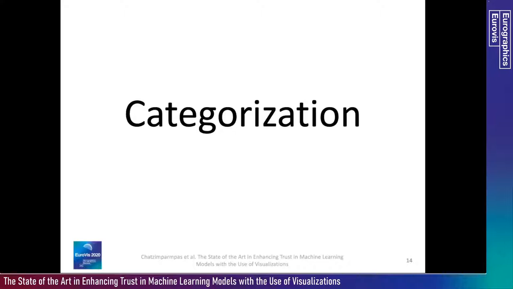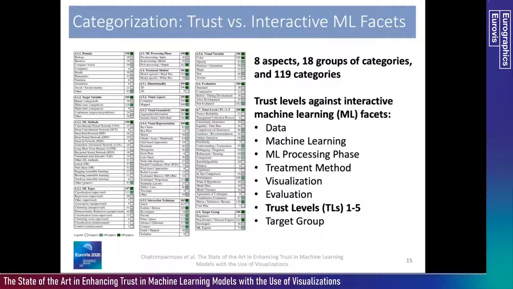The categorization has 8 main aspects concerning the data, machine learning processing phase, treatment method, visualization, evaluation, and target group. The figure on the left shows the categorization used in our survey. The total number of corresponding visualization techniques per category is shown in every row, along with heatmap style icons. Please take a look into our STAR to see the connections between the 5 distinct trust levels with 24 categories and facets of interactive machine learning that we described before.